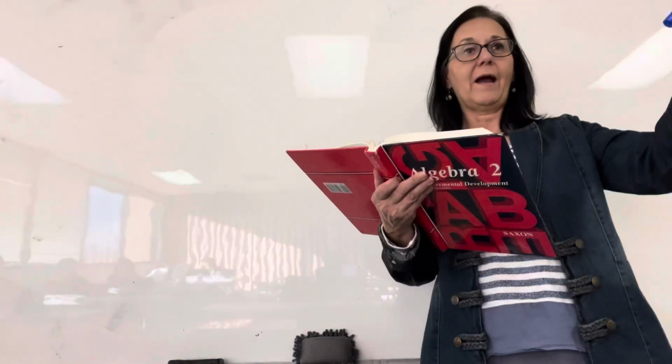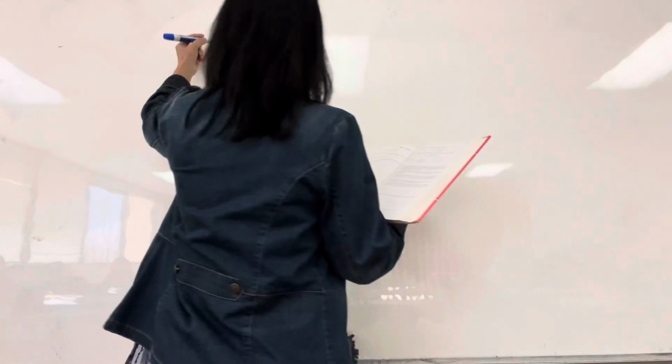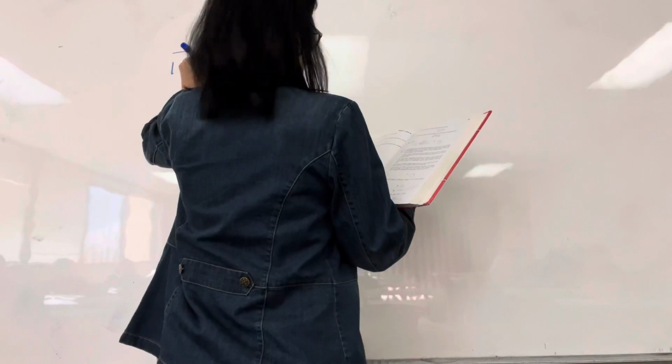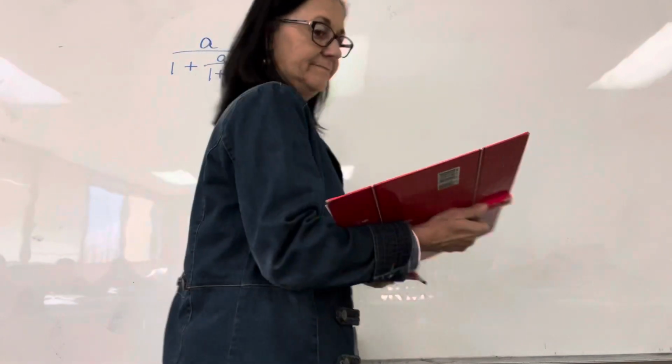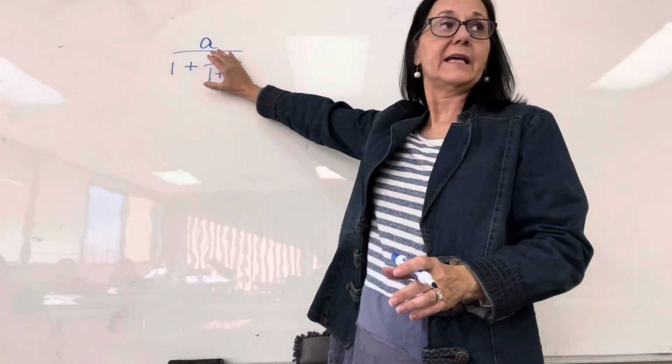Notice in example 1, we have a numerator. That numerator looks beautiful. It's just A. The denominator, that first term, 1, beautiful. The second term in the denominator, however, is complex. So we need to simplify that complex fraction first. All right, so it's A over 1 plus A over 1 plus 1 over X. So you begin where the complex fraction is and simplify it.